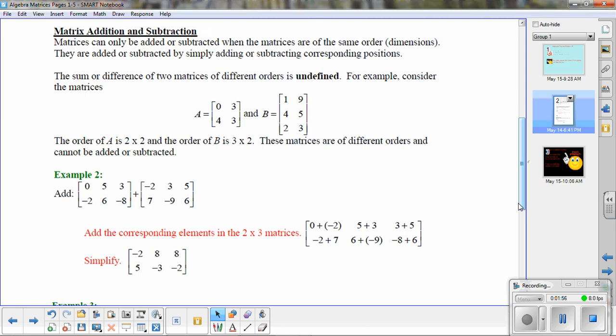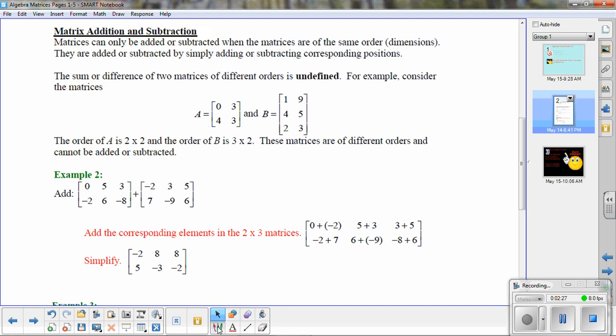Next, we're going to move on to matrix addition and subtraction. Matrices can only be added or subtracted when the matrices are of the same order or have the same dimensions. They are added or subtracted by simply adding or subtracting the corresponding positions. The sum or difference of 2 matrices of different orders is undefined. For example, if we had A and B, these are 2 different orders. One is a 2x2 and the other is a 3x2. So this would be an example of undefined.